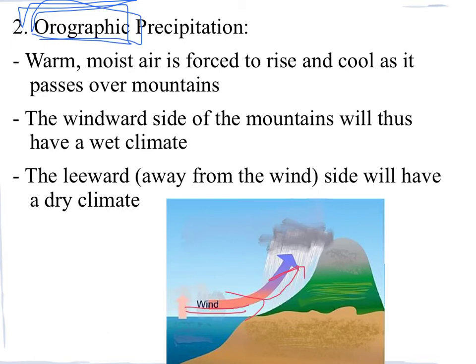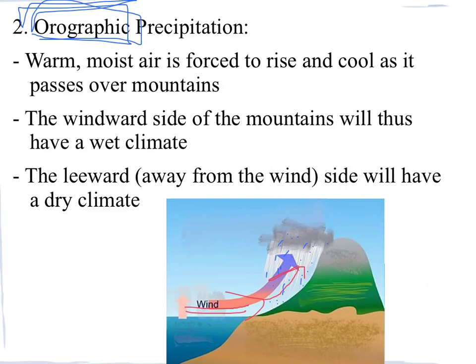And again, as it goes up, it's going to lose temperature. It's not going to be able to hold as much water, metaphorically speaking again, and the water vapor is going to condense and fall as rain. What this does a lot of the time, and you can see this in places like Portland and Seattle, which are on the ocean side, the windward side of the mountains, is that they have very, very wet climates. It rains a lot there.